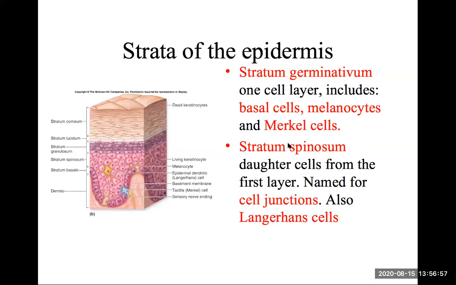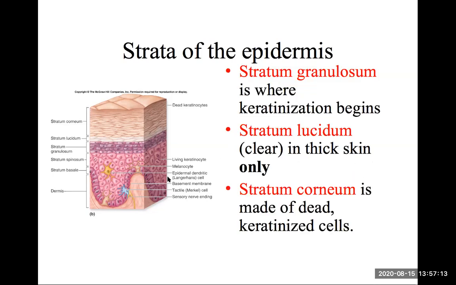Okay, in addition, in the stratum spinosum here, we're going to talk briefly about this extra cell type that you see here called a Langerhans cell, or sometimes referred to by the synonym epidermal dendritic. All right, moving up to the third layer.